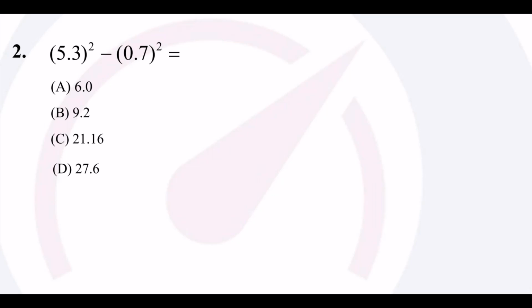Question 2. 5.3 squared minus 0.7 squared is equal to. Now, there are 2 ways of working this. We could do our regular multiplication, where we just expand 5.3 multiplied by 5.3, and then multiply 0.7 by 0.7 and do the subtraction after. And we can also apply what we know as the difference of 2 squares.